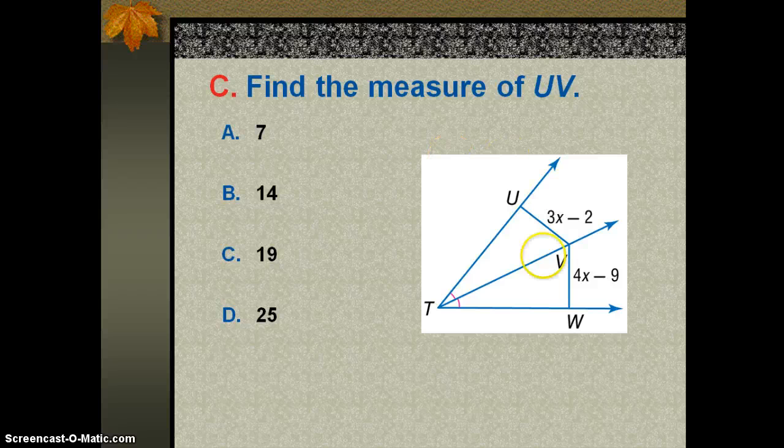Find the measure of UV. Again, I can see that I have an angle bisector, which means that these two distances have to be equal. So if you set those two equal, you're going to get that x is equal to 7. Then if you plug that into here, you're going to get that your answer is 19, because we're looking for the measure of UV. So 21 minus 2 is 19.